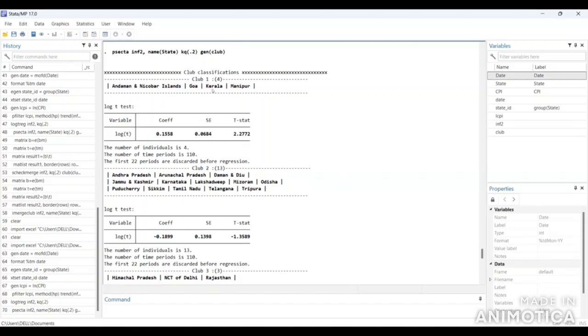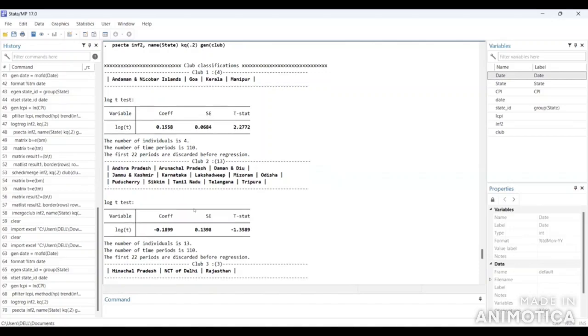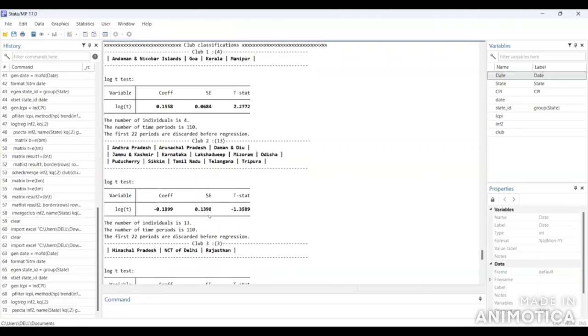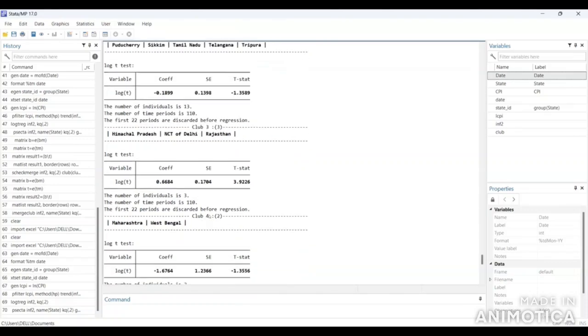What essentially I am getting from this is that in the first club, only those states are there which are having high inflation. And as we go down the group, club 3, club 4, those are having less inflation compared to the other clubs which are in higher rank, let's say 1, 2 and 3.